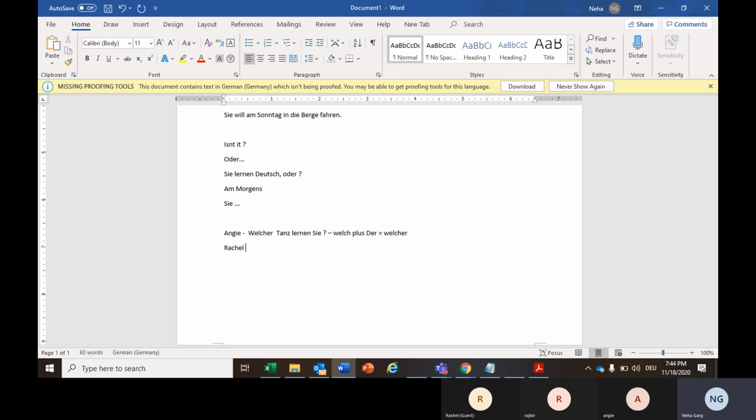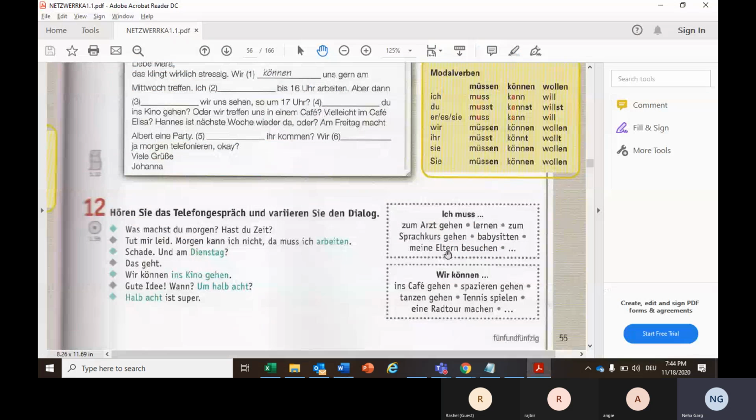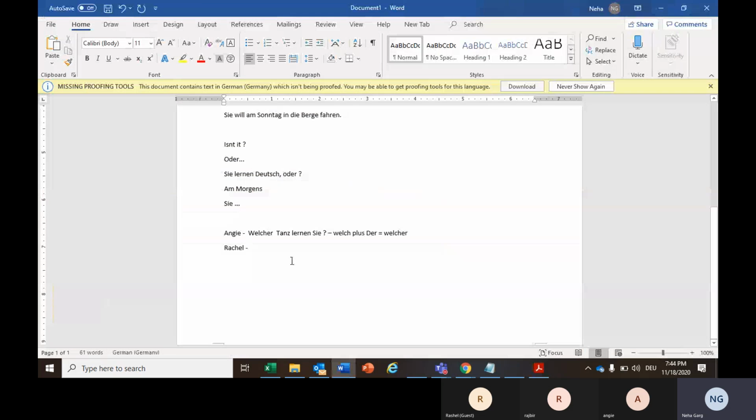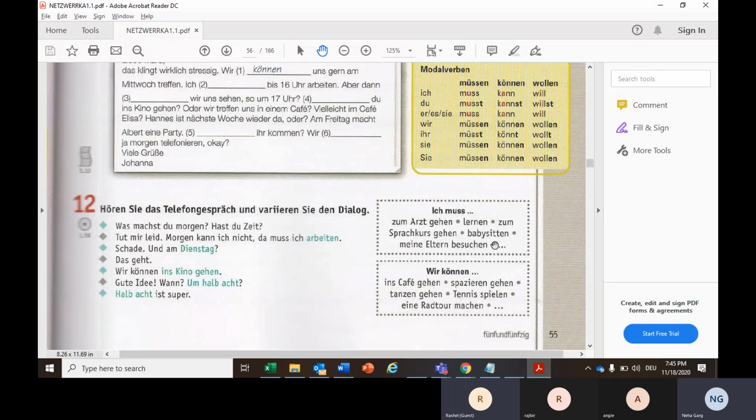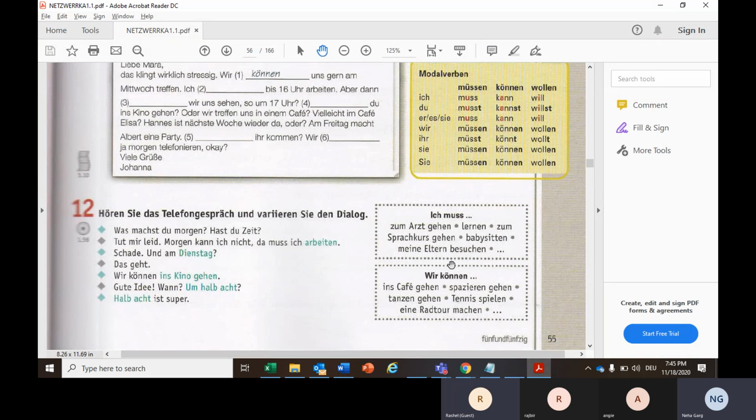Now, Rachel has said zum Sprachkurs gehen. Okay. Welche Sprache lernen Sie und wo? Now, this question is for Rachel. Which language are you learning and where? And then Rajbir has said, Rajbir, what did you say? Which reason have you given?